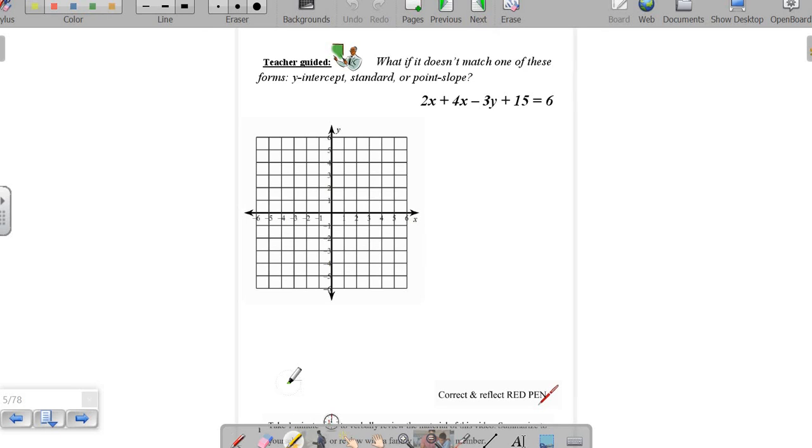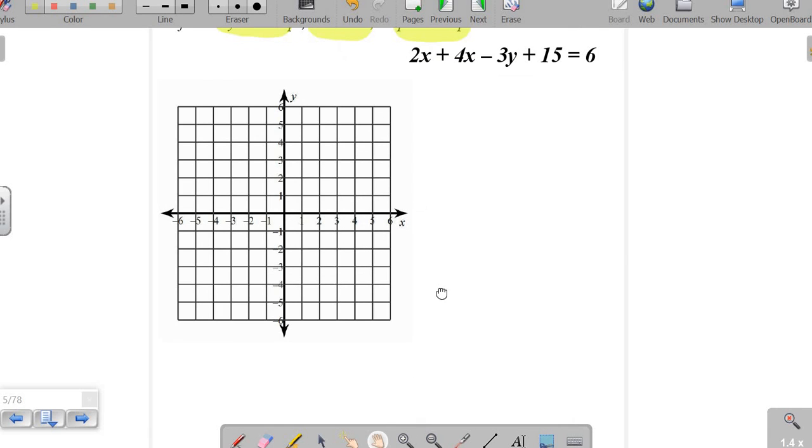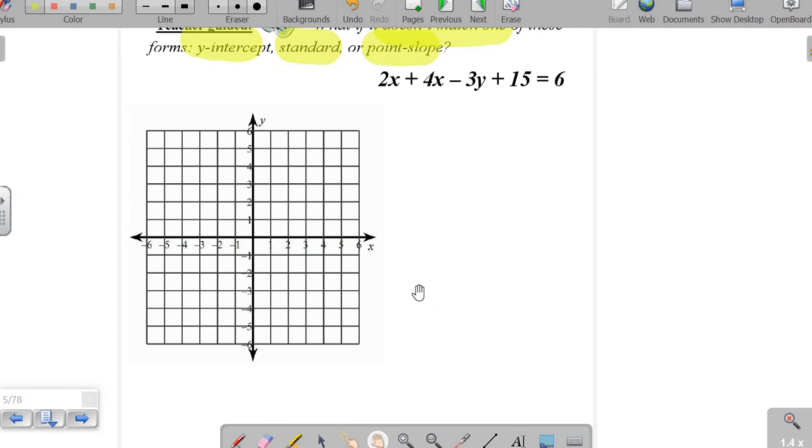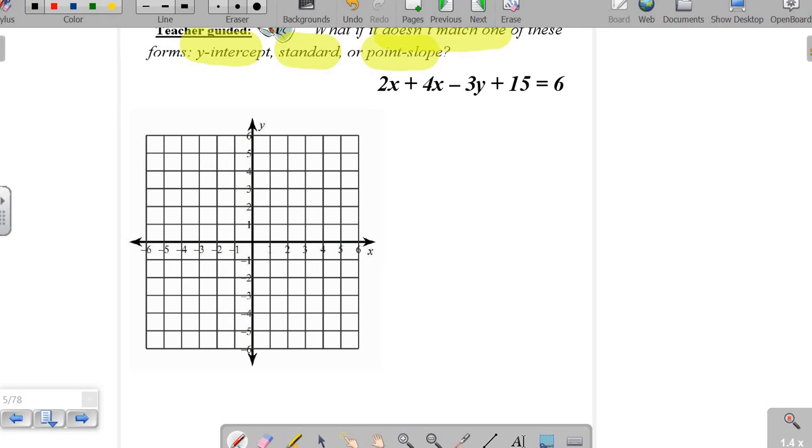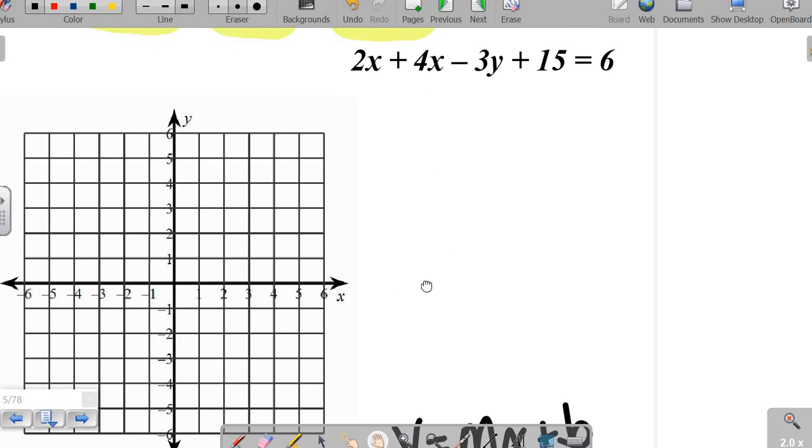So the question is, what happens if your equation doesn't match any of these? It doesn't match the y-intercept form, it doesn't match standard, and it doesn't match point slope. Like in this case, this just doesn't match anything. So your goal here, the easiest way, is to get y by itself, and you're going to end up with some version of y equals mx plus b. So for this problem right here, let's do it together.